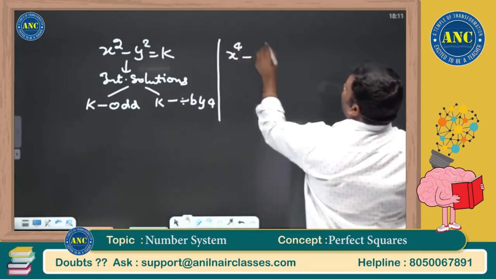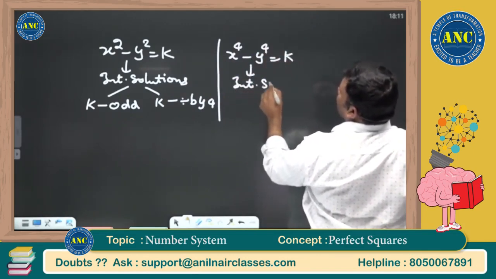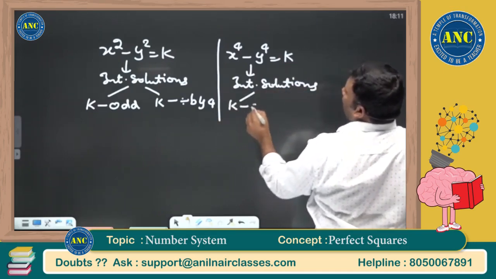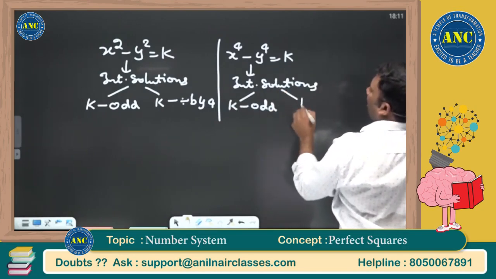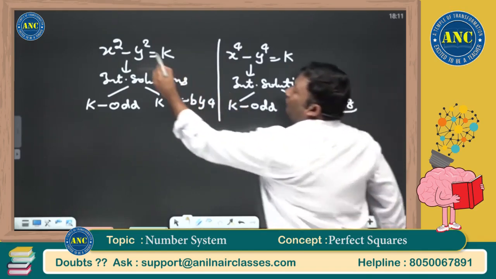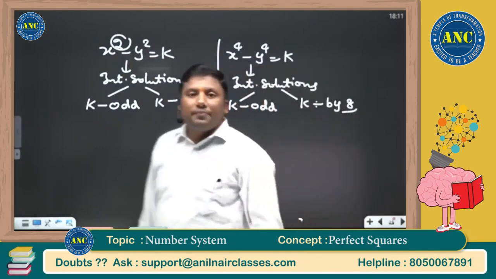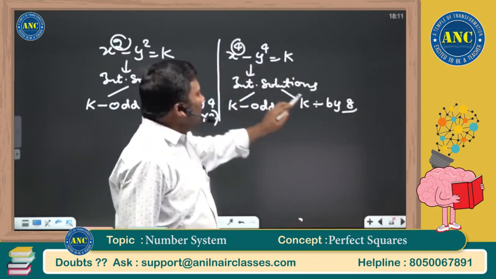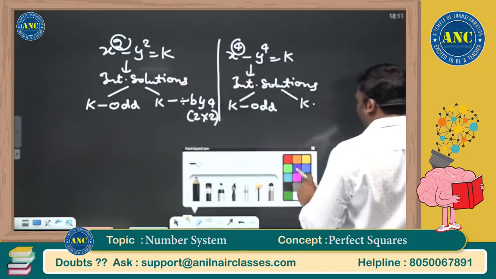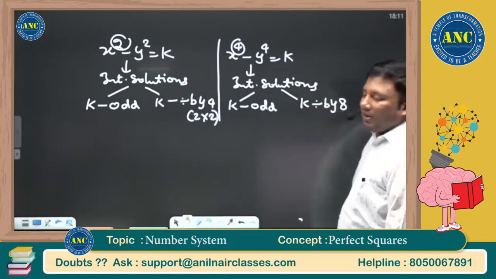Second step: x power 4 minus y power 4 equivalent to K. This equation has integral solutions when K is an odd number or K is divisible by 8. If it is 2 here, 4 is nothing but 2 into 2. Are you all with me? If it is 4 here, this is nothing but 2 into 4, it is nothing but 8.